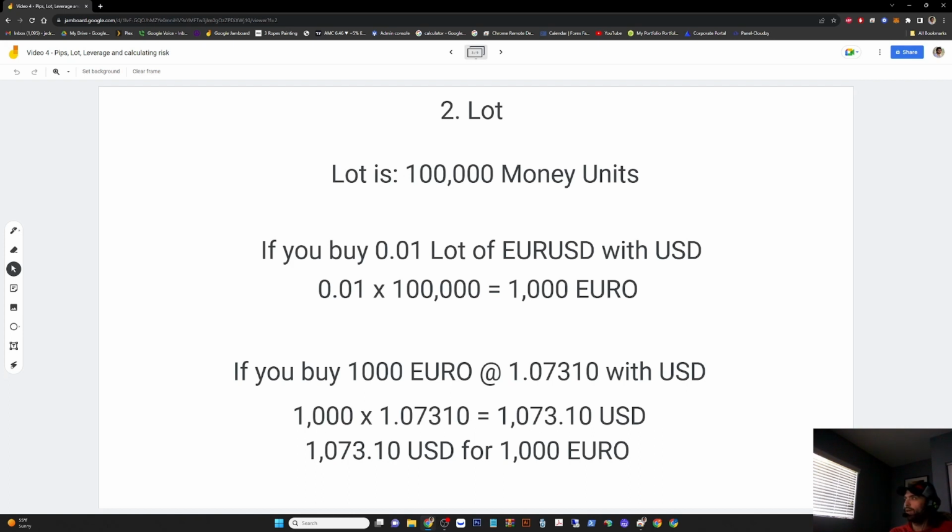If you buy 1,000 euro at the current exchange rate of when I'm making this video of 1.07310 with USD, with the American dollar, you'll have 1,073.10 in USD value. You're paying 1,073.10 USD for 1,000 euro because of the current exchange rate.